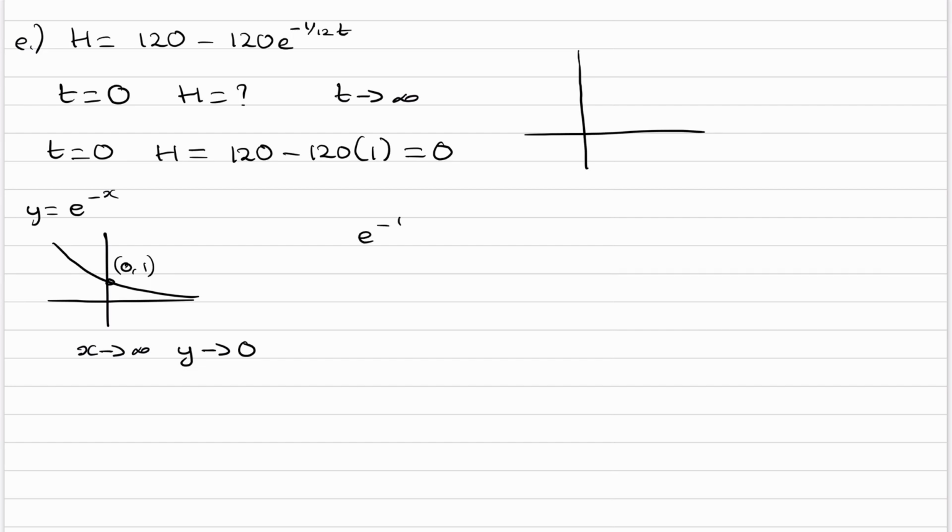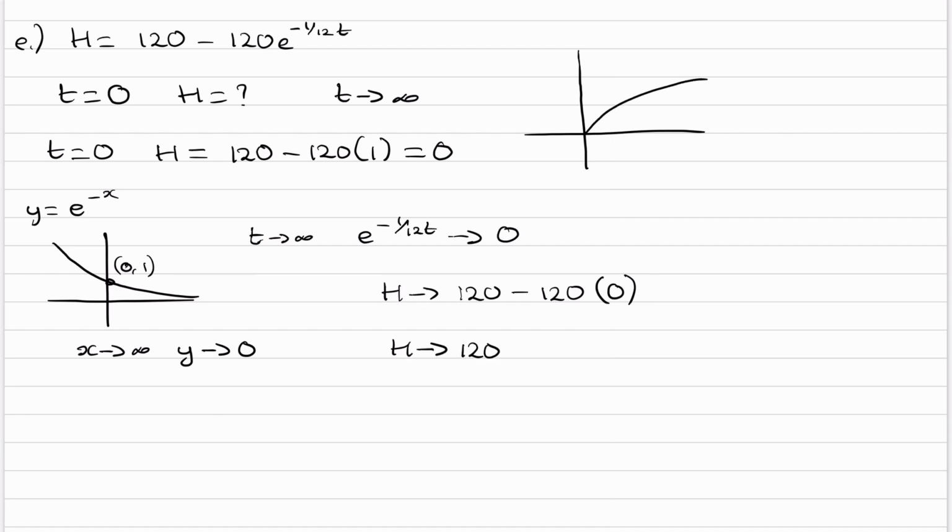So then e^(-t/12), as t approaches infinity, will approach 0, and therefore the height approaches 120 - 120 times 0. Or in other words, height approaches 120. So our graph will look something like this, where this is our asymptote. The equation of that asymptote will be h = 120. So this is the height axis, and this is the time axis, and this will be our answer. h approaches 120.